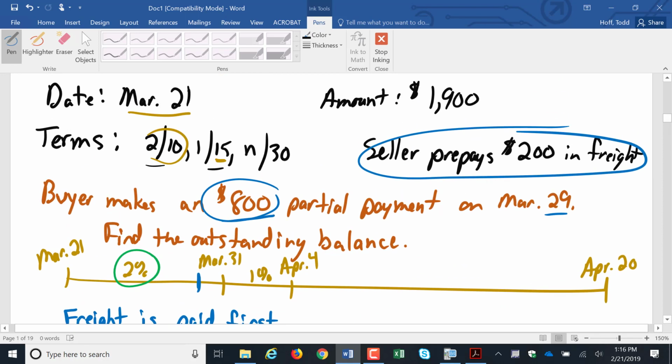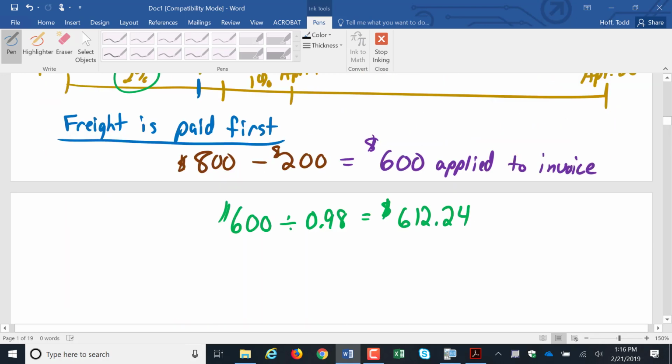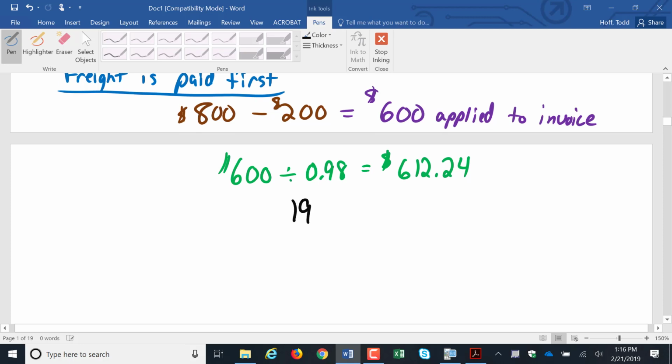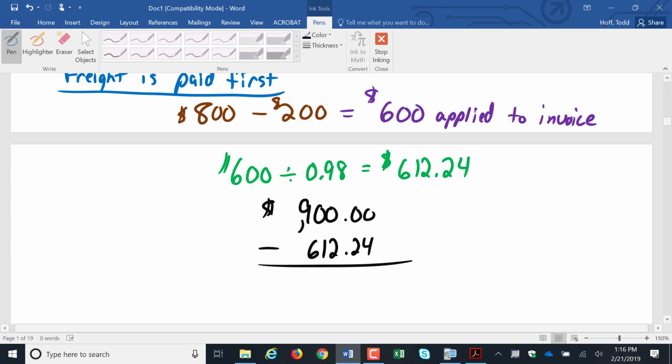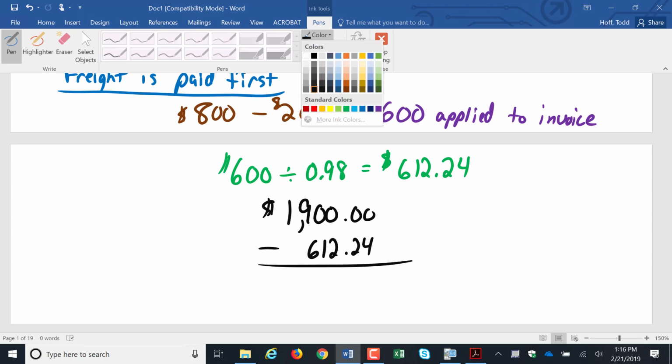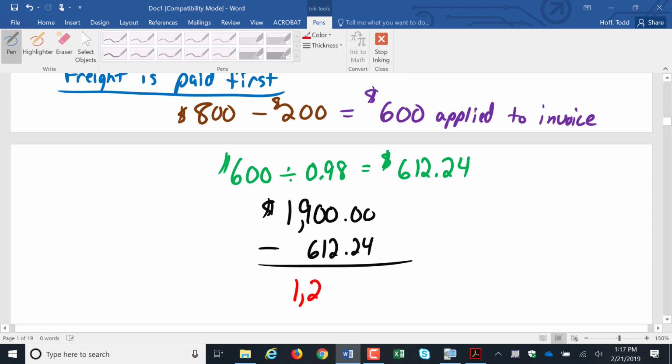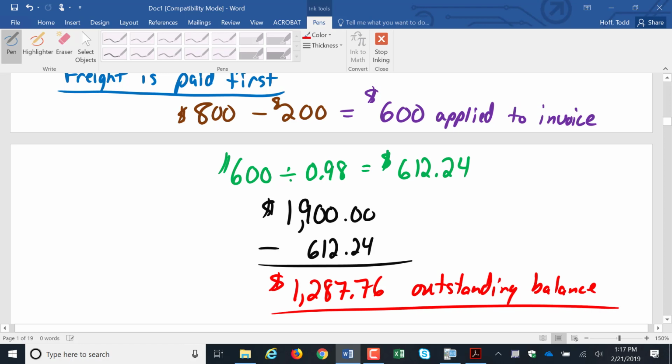The invoice was for $1,900. So the outstanding balance is $1,900 minus the $612.24, which is going to give us $1,287.76 as that outstanding balance. It's the balance due by the end of the credit period. So that is a summary of partial payments.